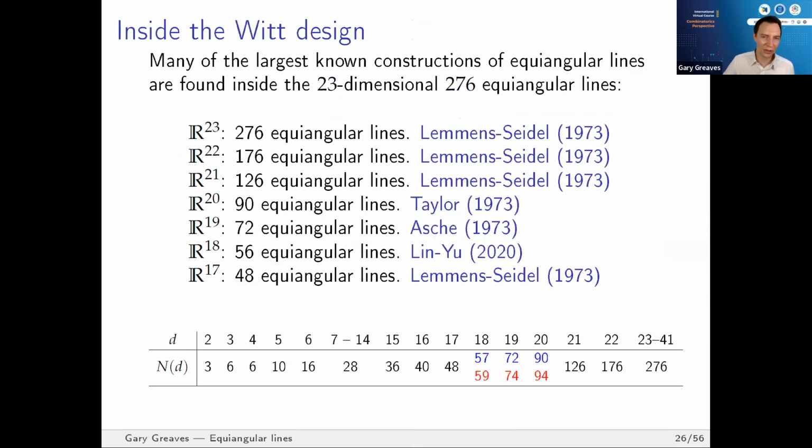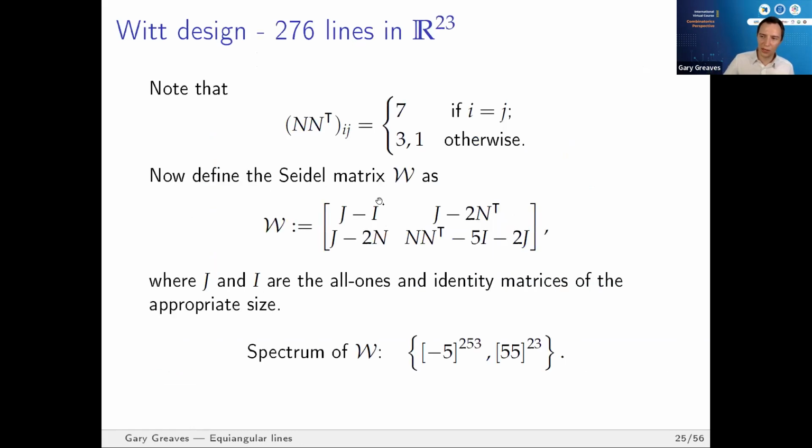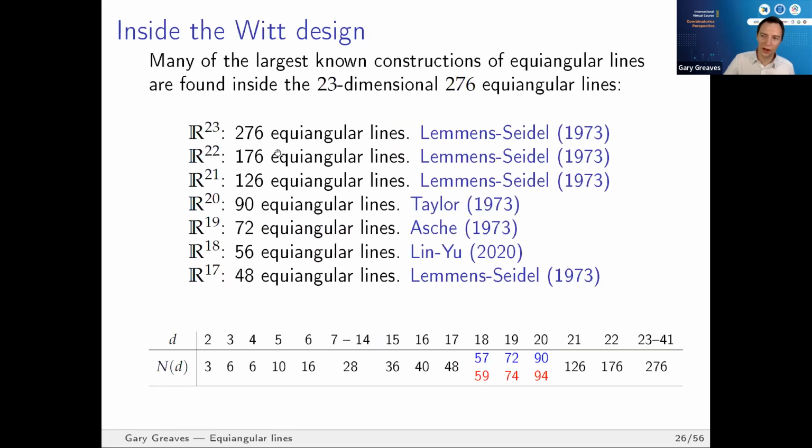Okay, so now we're going to see how we can use these 276 lines to get other large constructions. Here I summarize all these different constructions one can obtain, starting with 276 lines in dimension 23. This actually corresponds to quite a lot of the large constructions. So I've given the table below, the table of the latest values for N(d). By looking for principal submatrices of this matrix, you can find the following constructions.